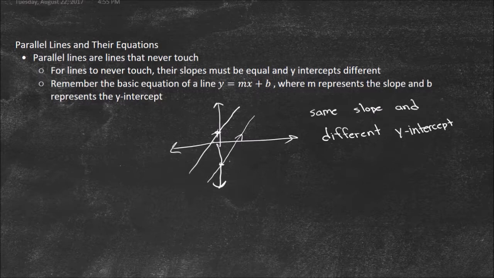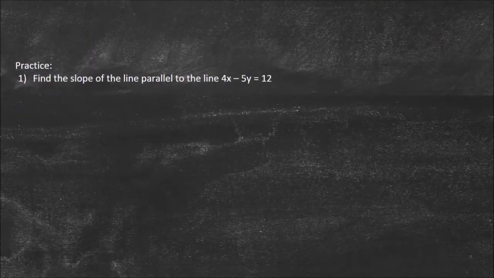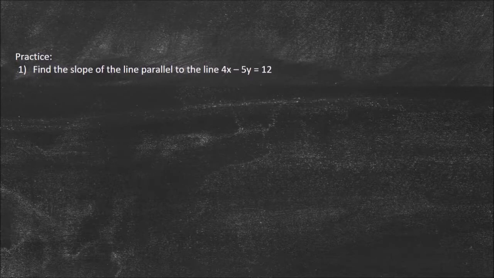Okay, so let's get into some practice here. Remember, this is a really important topic, so hopefully this comes quickly to you and hopefully this makes sense. Find the slope of the line parallel to the line 4x minus 5y equals 12. Well, what we just said is that for lines to be parallel, they have to have the same slope. So if I'm looking for the slope of a line parallel to this line, I can just find the slope of this line that I'm given.